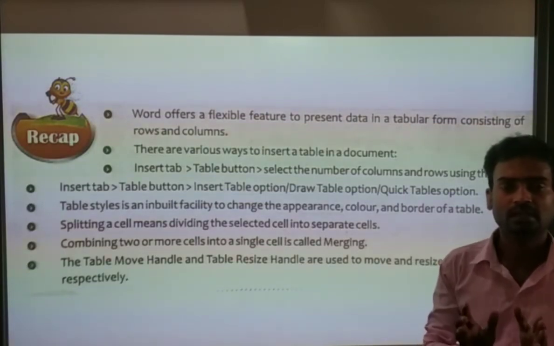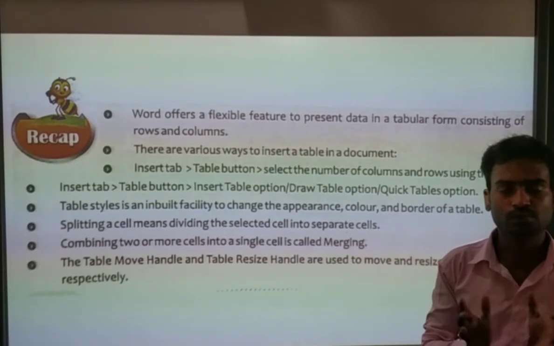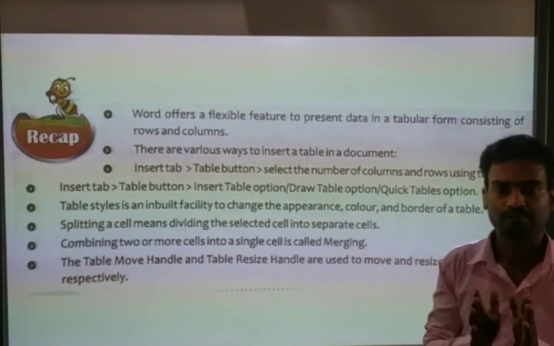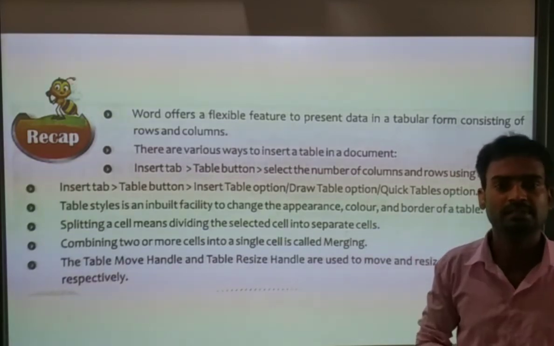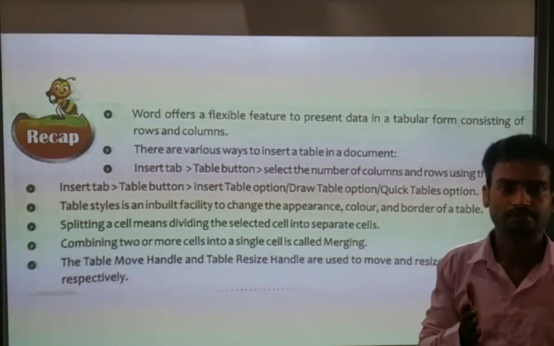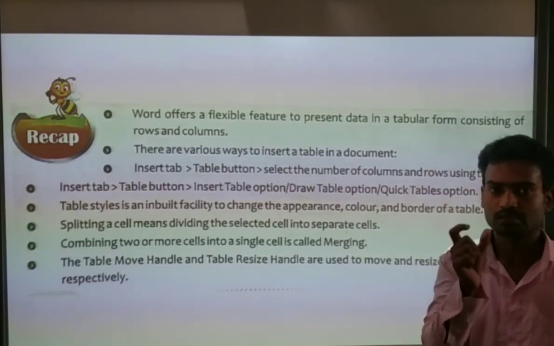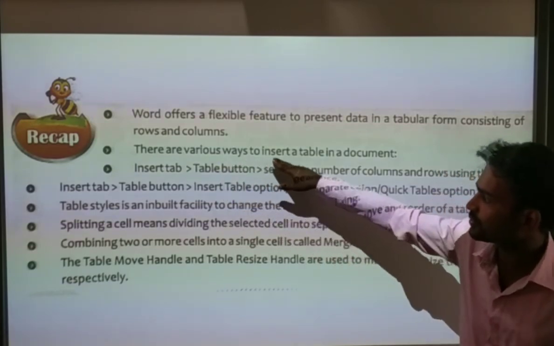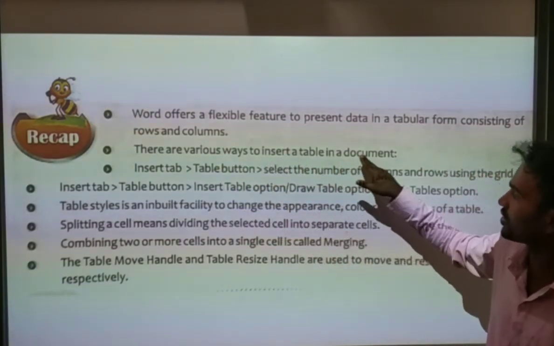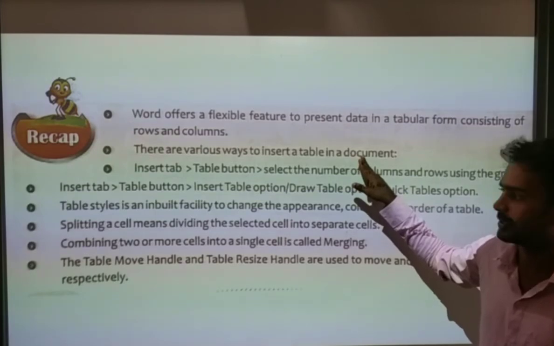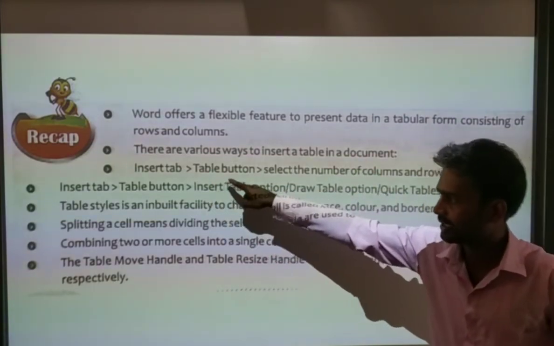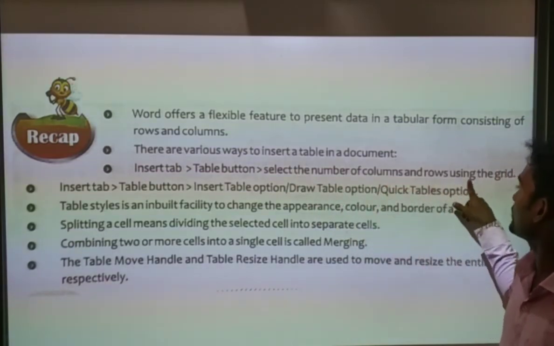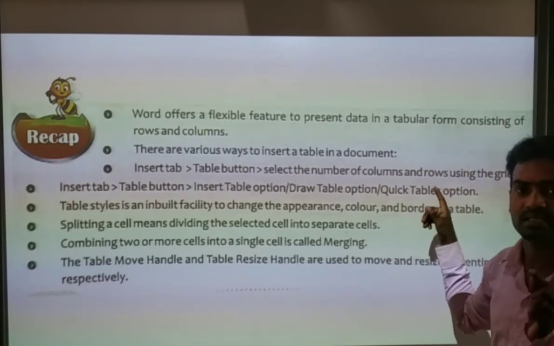So Microsoft Word gives a very good facility to insert a table and show the data in a presentable way. Right? So how is the table presented? Rows and columns. Second one, there are various ways to insert a table in a document. There are plenty of ways. First one is the insert table button, select the number of columns and rows using the grid. So we have seen the first method, the grid method.